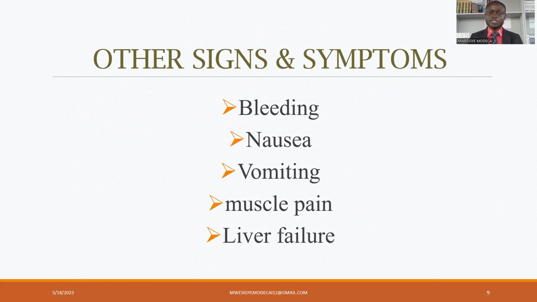Other signs and symptoms can also be like this. There is bleeding, there is nausea, vomiting, muscle pain, and liver failure.